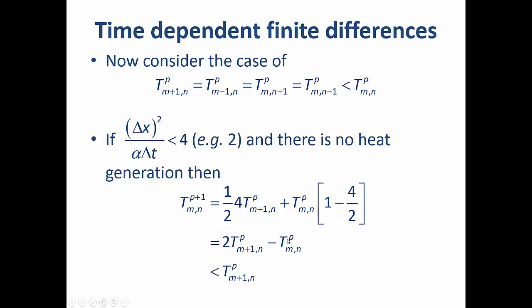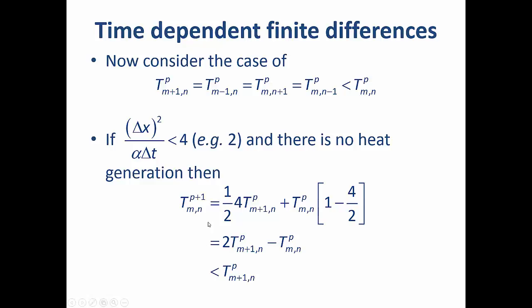But remember, I started out by saying that we would consider the case that the nodal temperature Tmn at time p was greater than the nodal temperature of Tm plus 1n at time p. So the second term here is more than half of the first term, and that means that this difference must be less than the temperature of the node m plus 1n at time p.